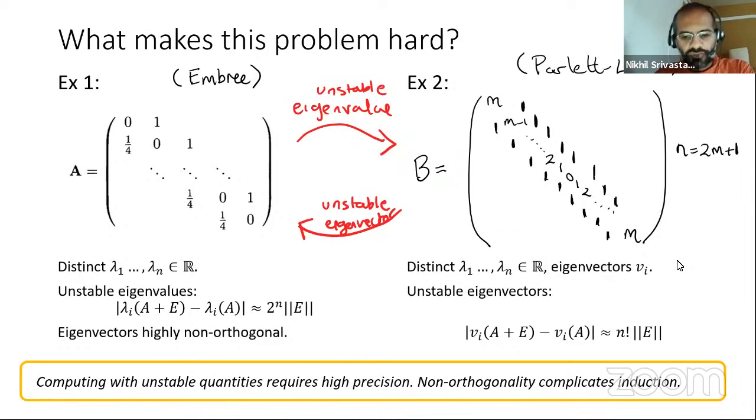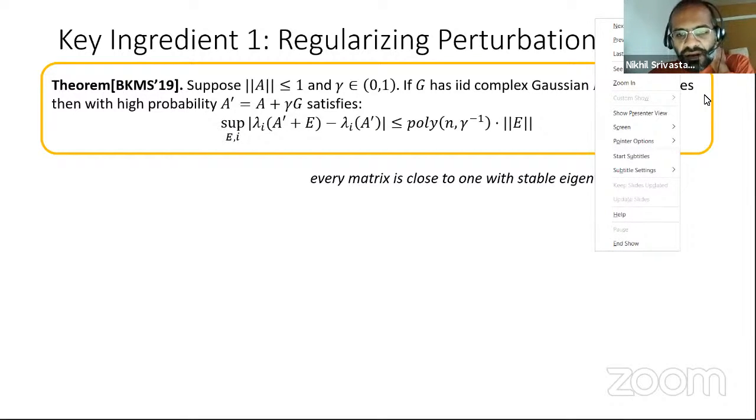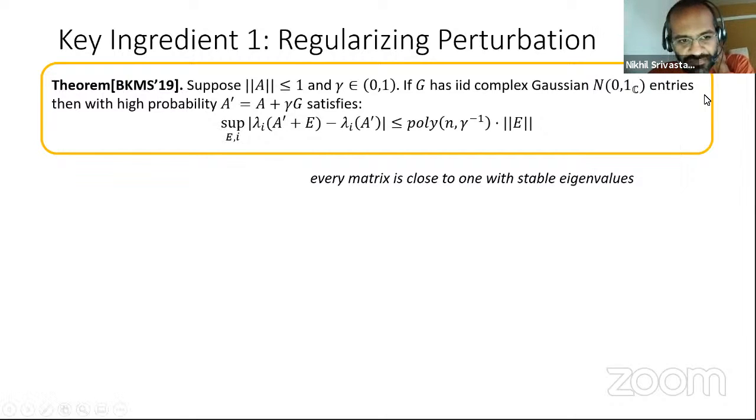Okay. So how do we get around these difficulties of spectral instability? The first key ingredient is what I'm going to call regularizing perturbation. We proved the following theorem in 2019. The theorem says if you give me any matrix of norm less than 1 and a parameter gamma, and you take G to be a square matrix with IID complex Gaussian entries, then consider the matrix A prime, which is A plus gamma G. So you perturb A with a random matrix, and gamma is some small parameter here. Then the claim is A prime has stable eigenvalues.